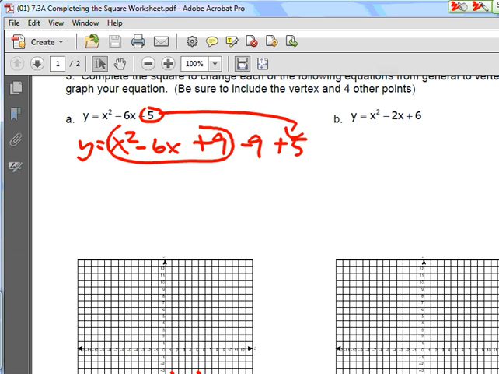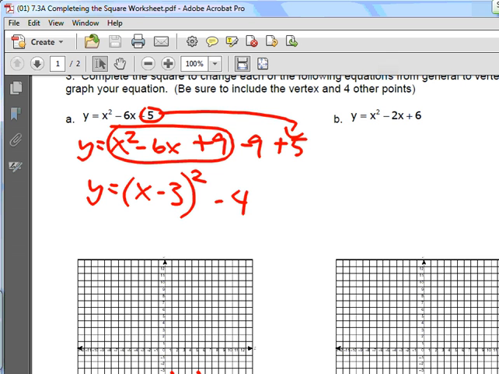Now, this part's perfect. y equals what? (x minus 3) squared. Good. And then the last part? Minus 4. And then if you go to that spot, 3 comma negative 4. Don't make the mistake a lot of people do, which is to go to negative 3 comma negative 4. You got to change that middle one to positive 3 comma negative 4.